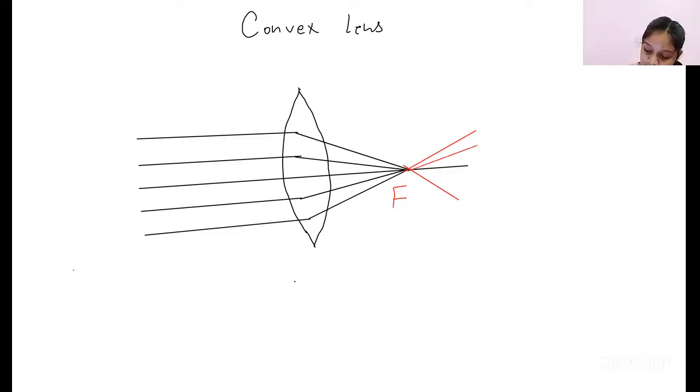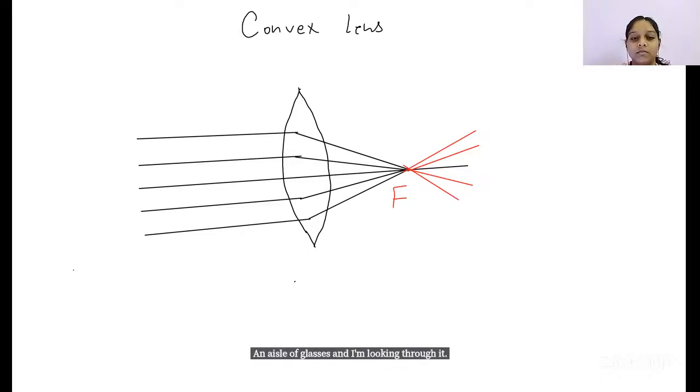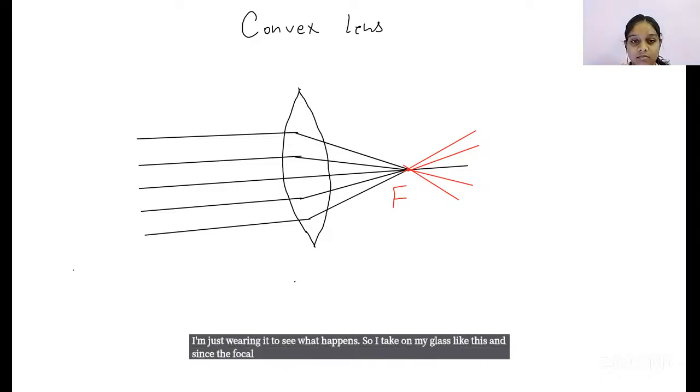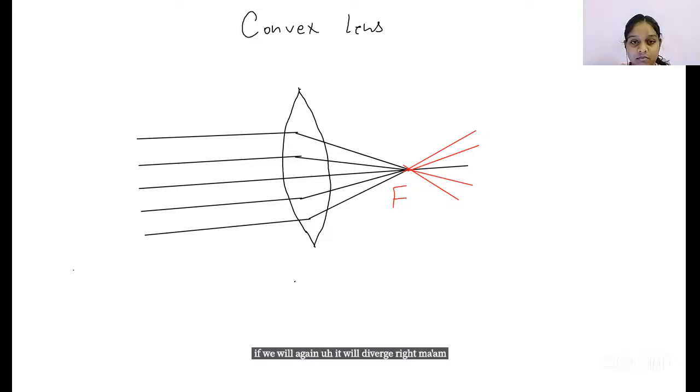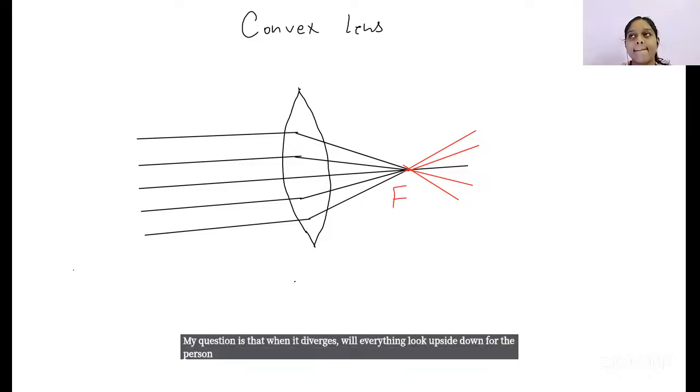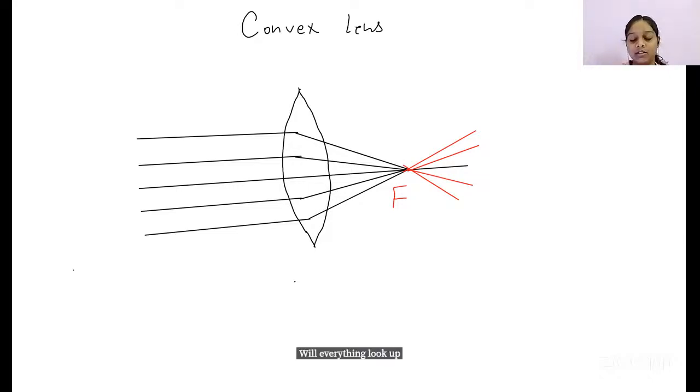Can you repeat the question, Abraham? So I have convex lens glasses, and I'm looking through them. When I take off my glasses like this, I'm just wearing it to see what happens. Since the focal point is somewhere over here, it will diverge, right, ma'am? My question was, when it diverges, will everything look upside down for the person?